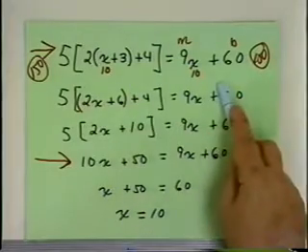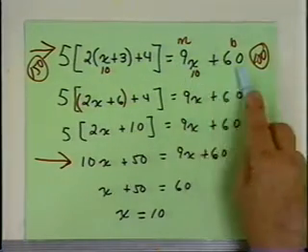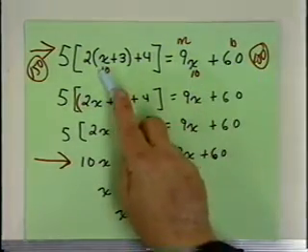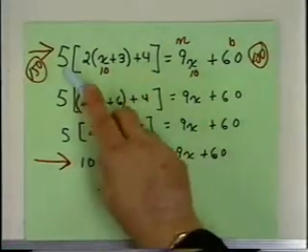Because one thing that always works, if you can read what these symbols mean, is trial and error. In other words, let's take a look and see what's happening over here. Let's translate these into words. This says: start with x, multiply by 9, add 60. This says: start with x, add 3, multiply by 2, add 4, and multiply by 5.